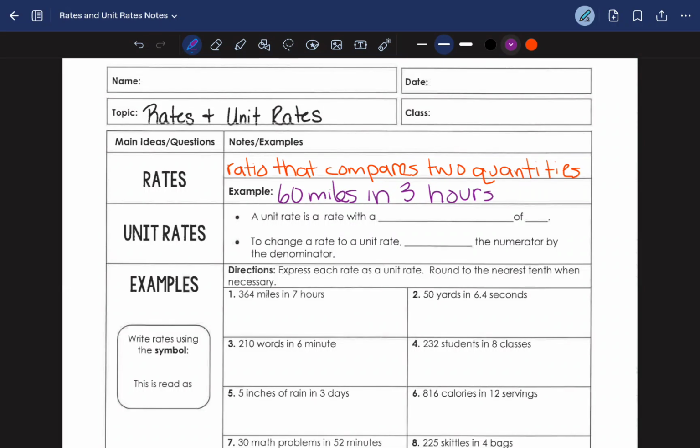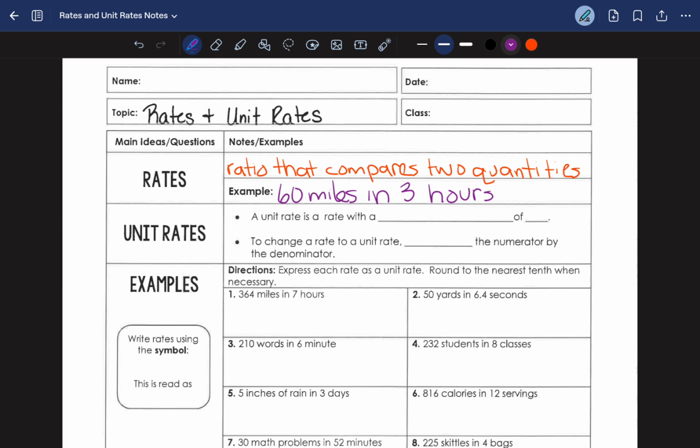So, this unit is about proportional relationships, and the first thing that we're going to cover today is just a little bit about rate, but then mostly just unit rates today. So, talking about this main idea about rates, the best way to describe it is that a rate is a ratio that compares two quantities.